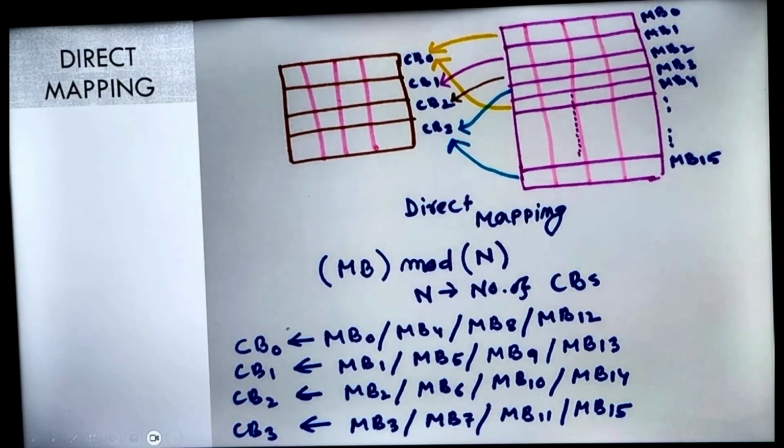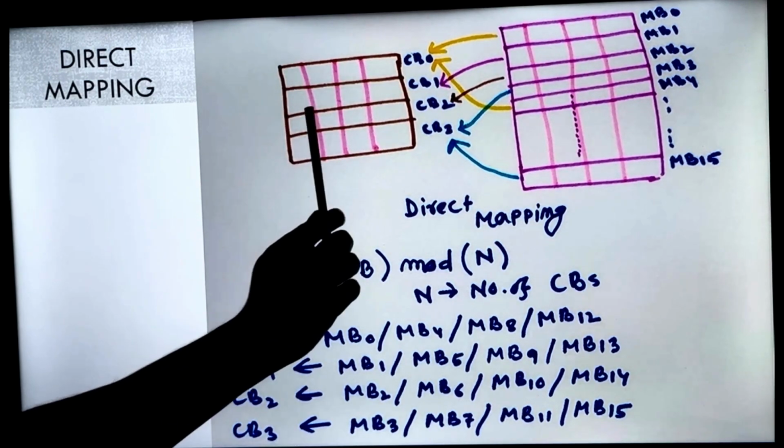Now, what is a mapping technique? What are the different types of mapping techniques we have? We'll discuss that in this lecture. Let's start. Before we start the discussion, let me tell you one important concept here called mapping. What do you mean by mapping?